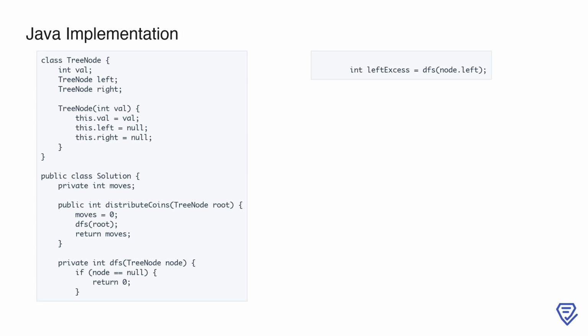The main method, distributeCoins, takes the root of the tree as input, initializes moves to 0, and calls the helper method DFS, which stands for depth first search. This method will recursively traverse the tree and calculate the necessary moves. If the current node is null, it returns 0, as there is no excess or deficit of coins at a non-existent node. This forms the base case for our recursion.